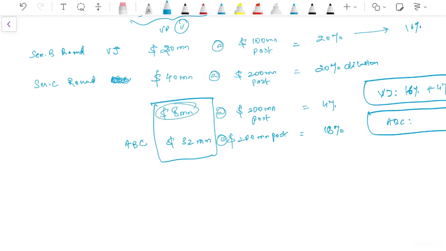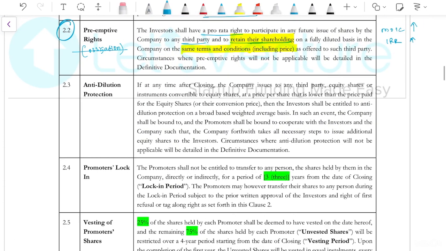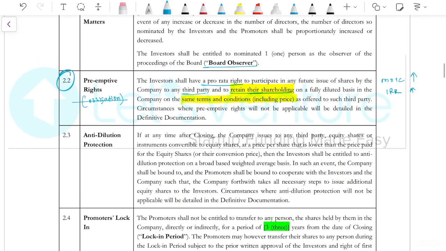I could have chosen that the company raise the entire $40 million from a third party, with zero participation from me. That is my right. But in case I wish to execute my right, the company cannot stop me from putting in that $8 million at a $200 million post money. This is a preemptive right.